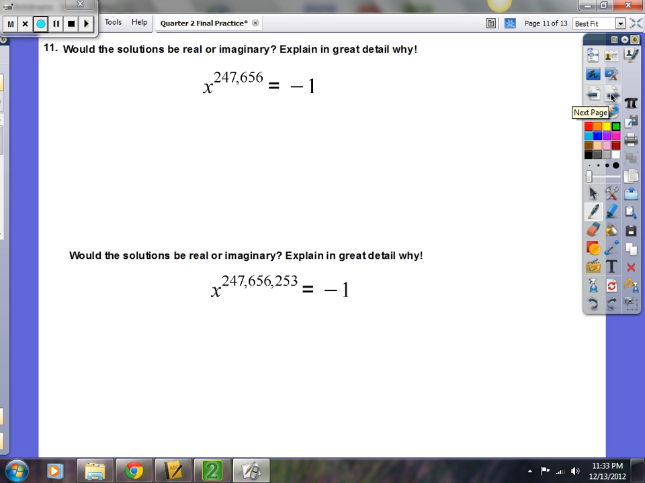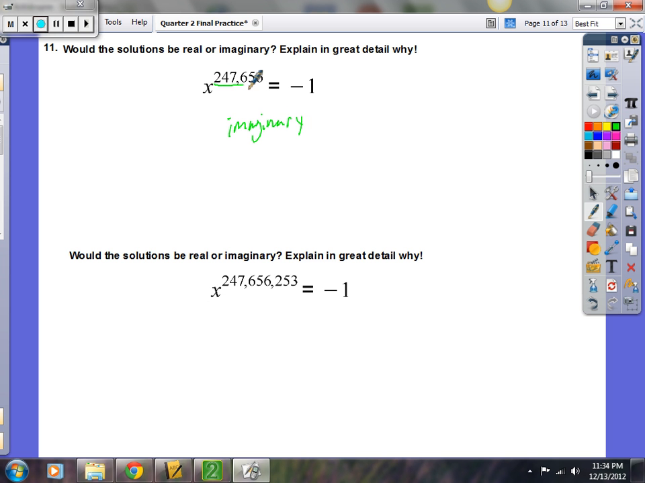Okay, that's a good question. Would the solutions be real or imaginary? Well, this is a good question. So, you have some number multiplied by itself 247,656 times. But your answer is negative 1. This has got to be imaginary.